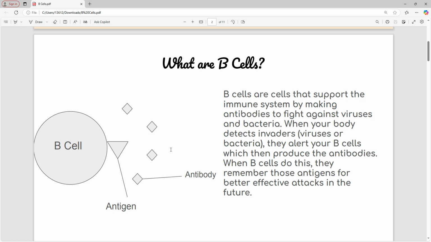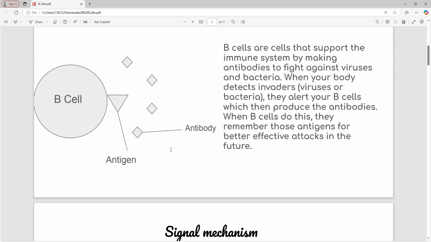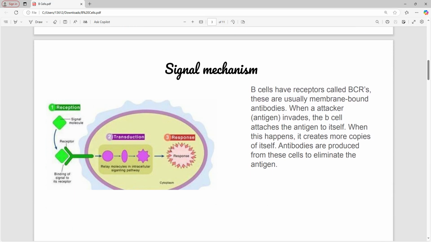After all this is done, there are usually memory cells that memorize that antigen that was just killed for the future. So if it does attack again, the body has a better time effectively removing those antigens. So next we have the signal mechanism.